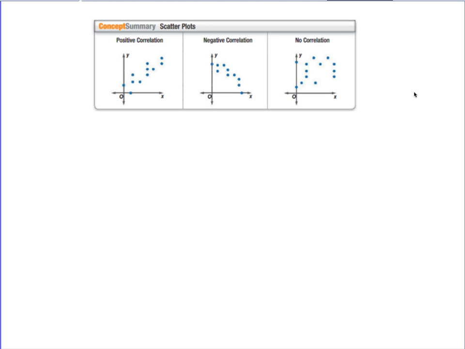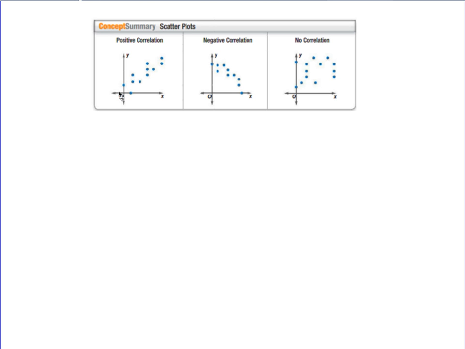All right, and when we look at scatter plots, we're looking at something called the correlation. The correlation is the relationship between the two. So this example right here is a positive correlation because as I go from left to right, the dots are going up. That means that as my X values increase, my Y values also increase. That would be a good example for shoe size and height. As my shoe size gets bigger, my height gets bigger as well.